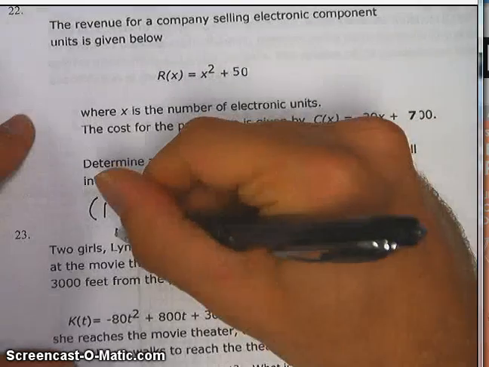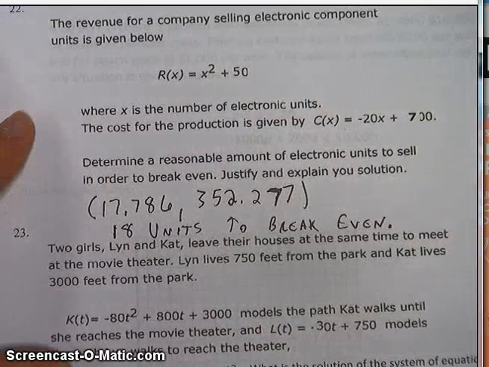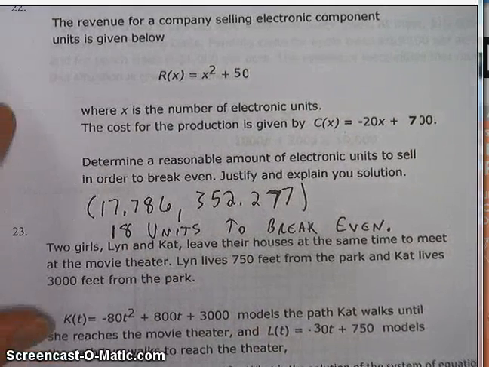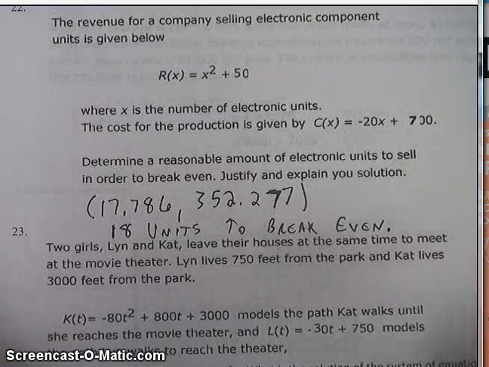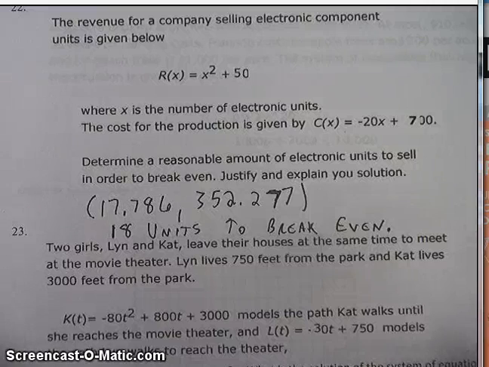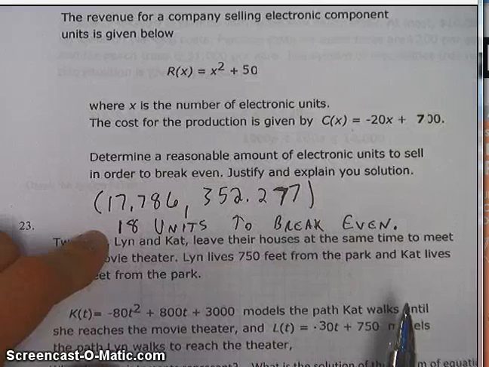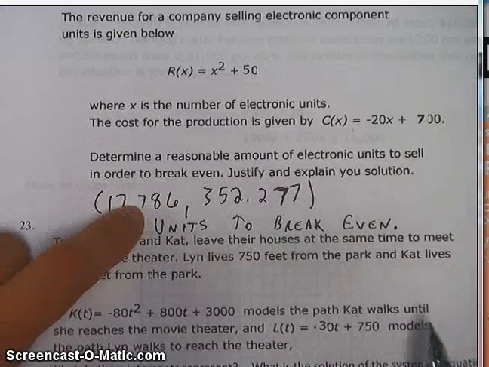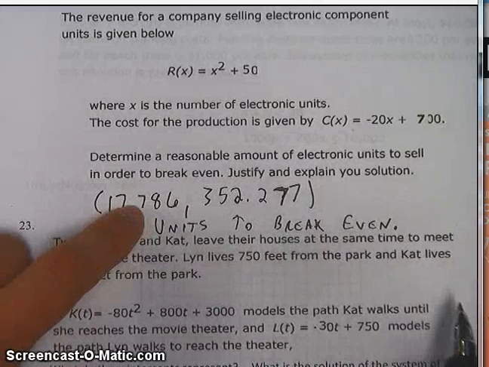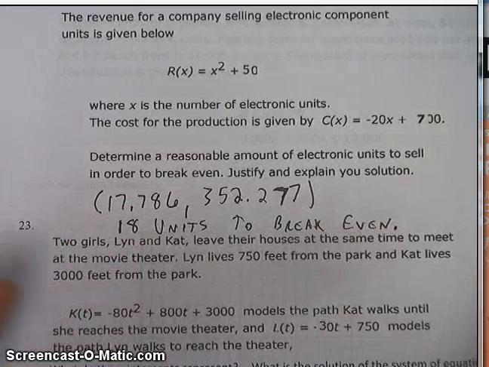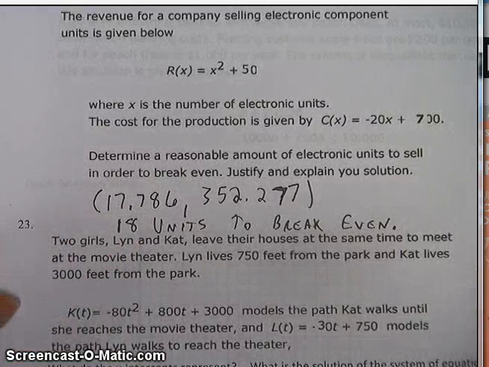And if they're able to do that, then they'll have found the point where revenue equals cost and they won't be losing money. And now we found that solution, but I had to round it up because, as I said, there's no way to make 0.386 of an electronic unit. So it makes sense to round it up to the next whole number.